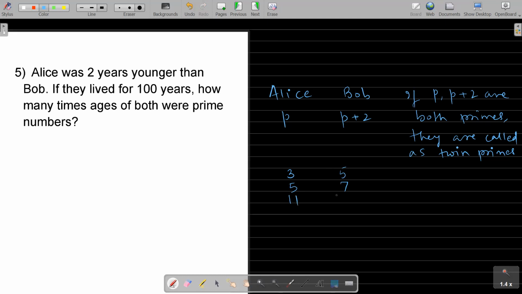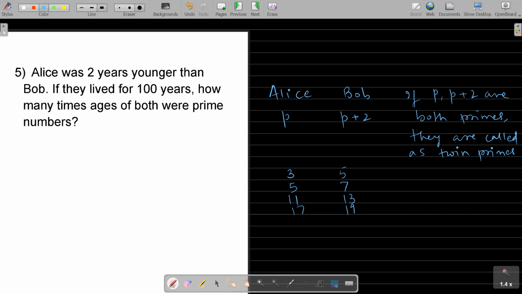11, 13. Then 17, 19. Just a minute. Someone said something about multiplication. Sir, can't you just multiply 25 into 2 and then you'll get the answer? For what? 31, 33. 33 is divisible by 3 and 11.